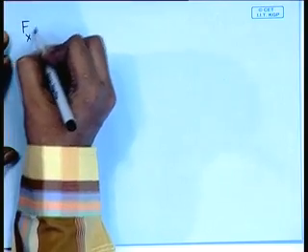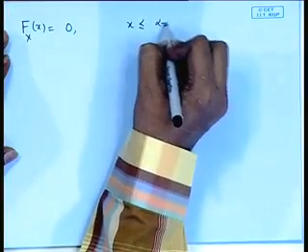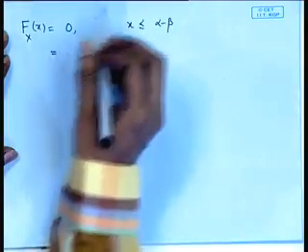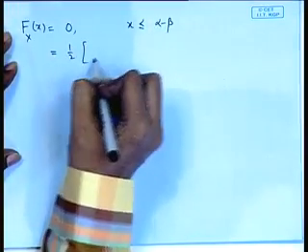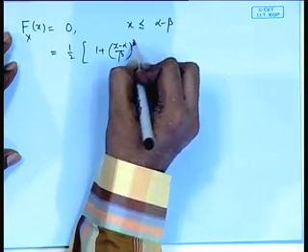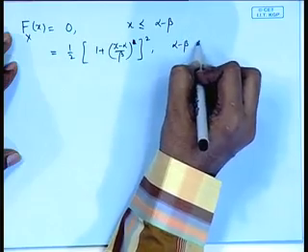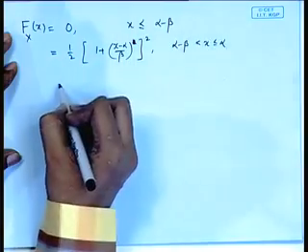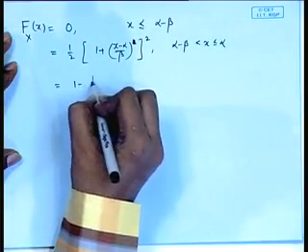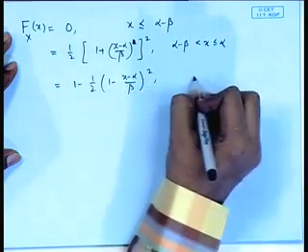Therefore, we can write the complete description of the CDF as: it is 0 for x less than or equal to alpha minus beta; it is equal to half (1 plus (x minus alpha)/beta) whole square for alpha minus beta less than x less than or equal to alpha; and it is equal to 1 minus half (1 minus (x minus alpha)/beta) square for x greater than alpha.